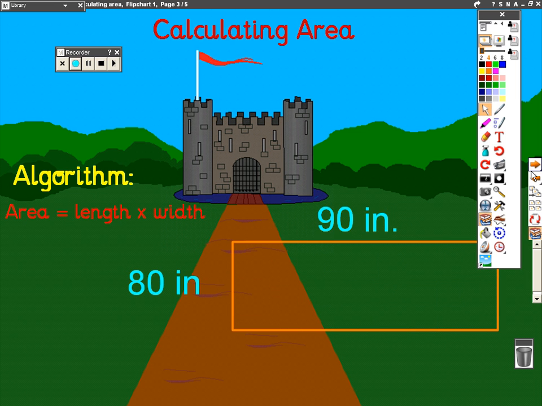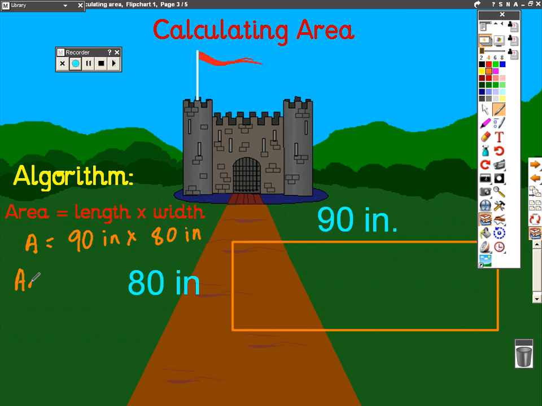Another way that you can calculate area is by using your algorithm formula. Area equals length times width. So here I have a length of 90 inches. So I'm going to write that under my formula. I've got 90 inches. My width right here is 80 inches. So I'm going to write times 80 inches. I'm going to multiply 90 inches times 80 inches to get my area.